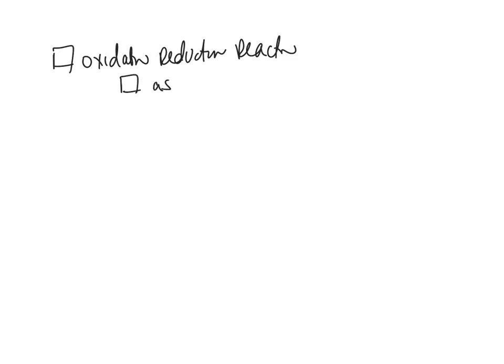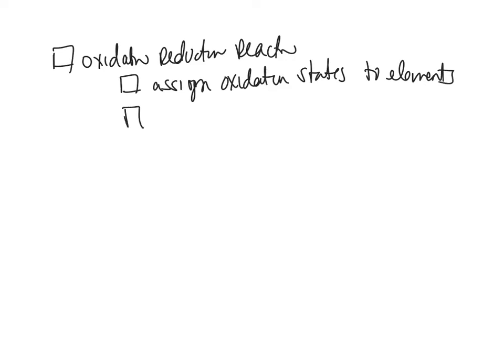All right, so the last thing we need to do is oxidation reduction reactions. So what I want you to be able to do is assign oxidation states to the elements. And this is in a compound and also in an element. Okay, so we need to do that to both of them.